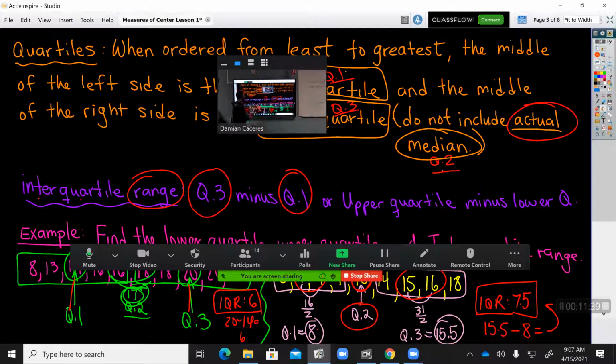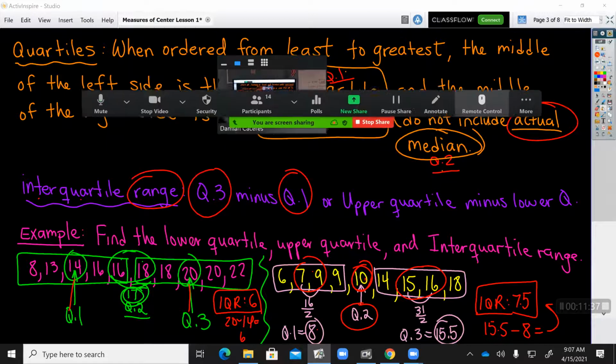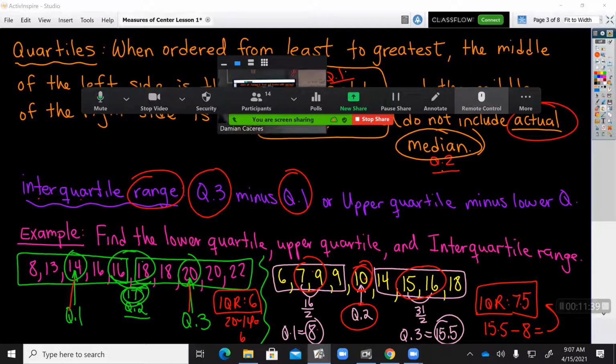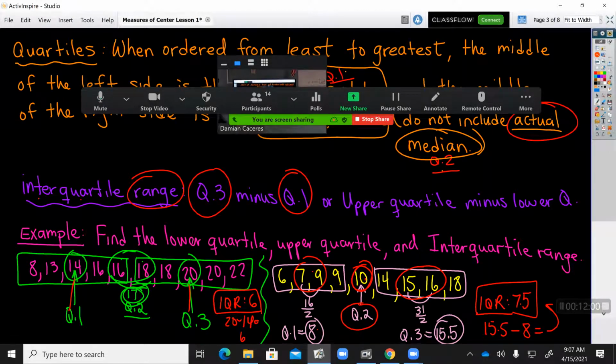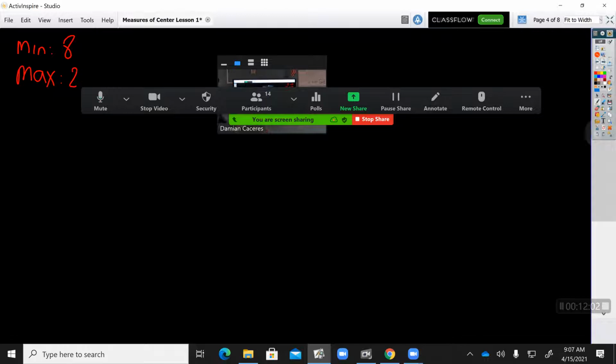So we're going to copy over this information. We're not going to calculate it again. We already have all this information. So the minimum and maximum is the first thing I'm going to write. Let's use the left example. So 22 and 8 are the biggest and smallest numbers. So minimum and maximum is 8 and 20. Oh, it's 22. 8 and 22.